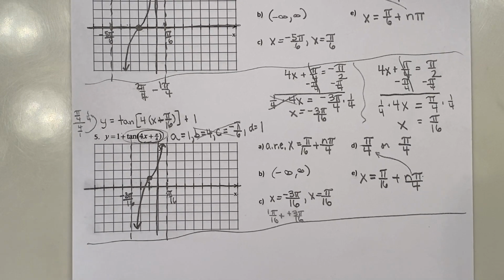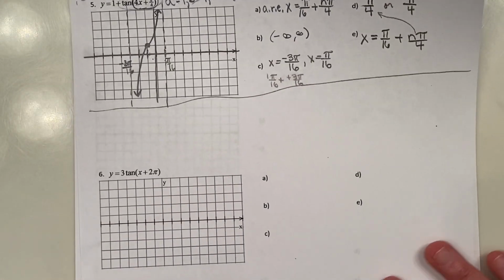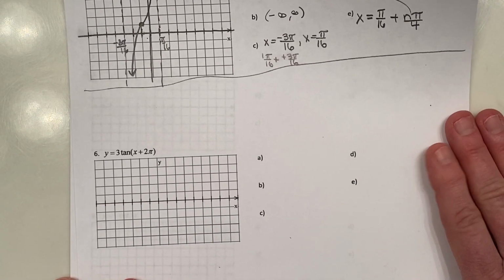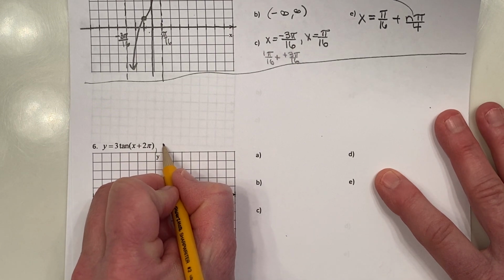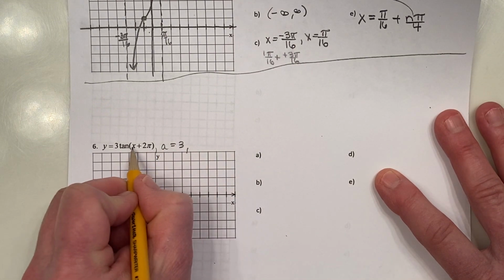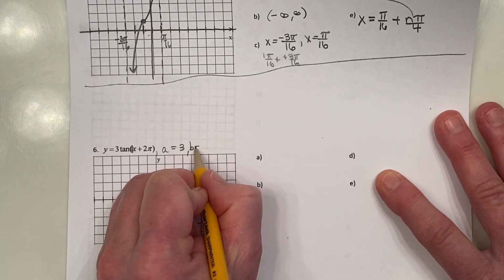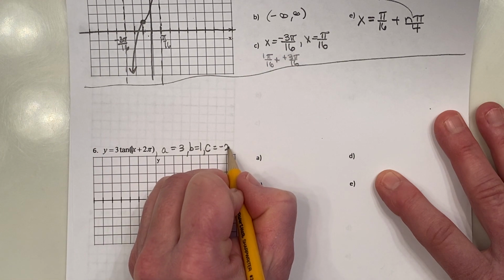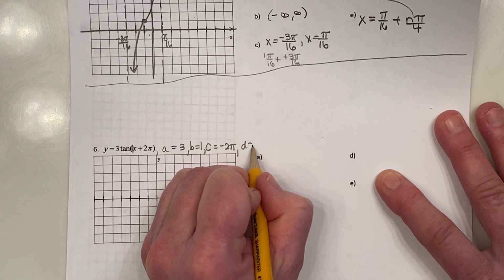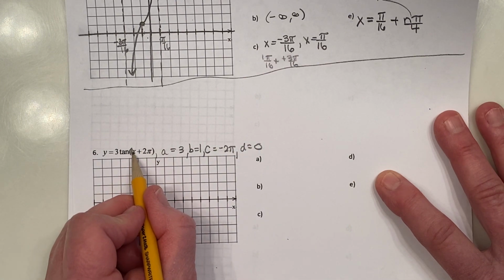All right, and our last example. I start by listing all my A through D values. So A is 3, B is 1. I don't have to factor anything out like the previous example, so B is 1. C is negative 2 pi, and we do not have a shift up or down. So I don't need to factor anything out here because B is 1.